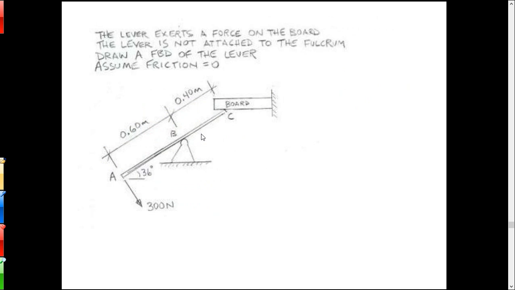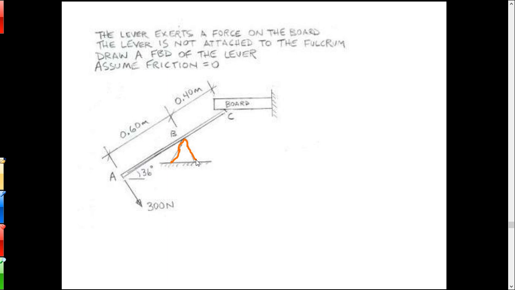All right, let's look at this lever. It exerts a force on the board. The lever is not attached to the fulcrum. The fulcrum is right there. Okay, that's called the fulcrum. Draw a free body diagram of the lever and assume the friction is 0.